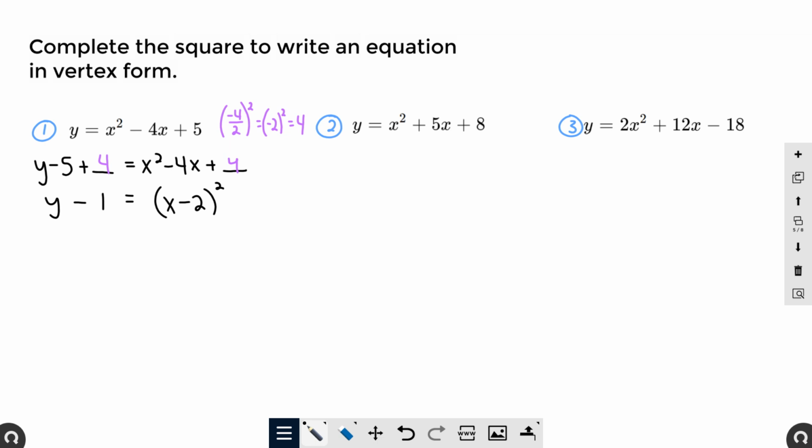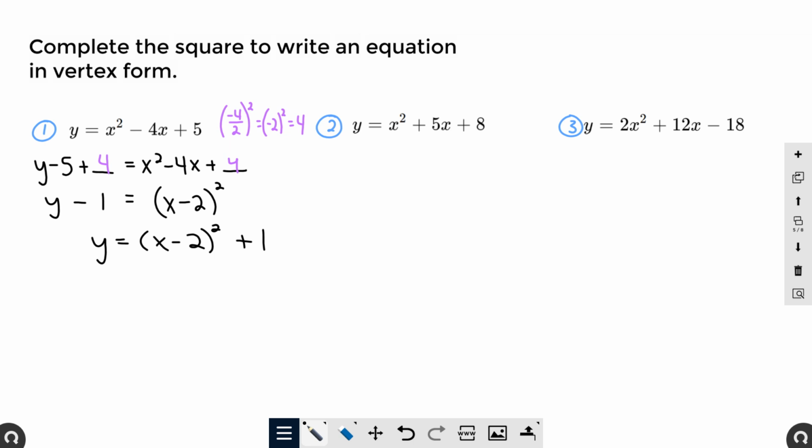Now, here's where it goes a little bit different, because we're not going to square root. We are now going to skip that step and just get y by itself. What would you do to get y by itself? Add 1. So it's x minus 2 squared plus 1. Is this in that vertex form? Yes, now it is, because it has something squared and then something added on the end.